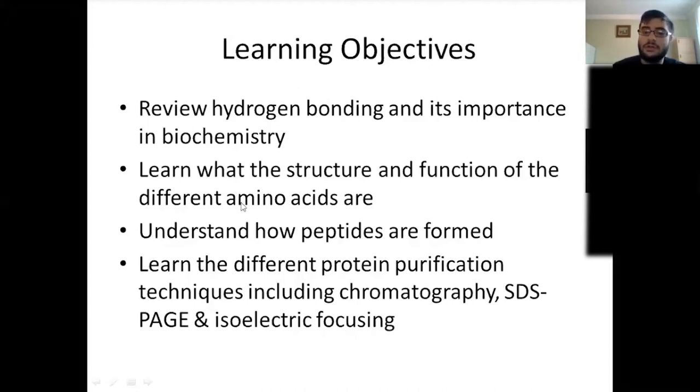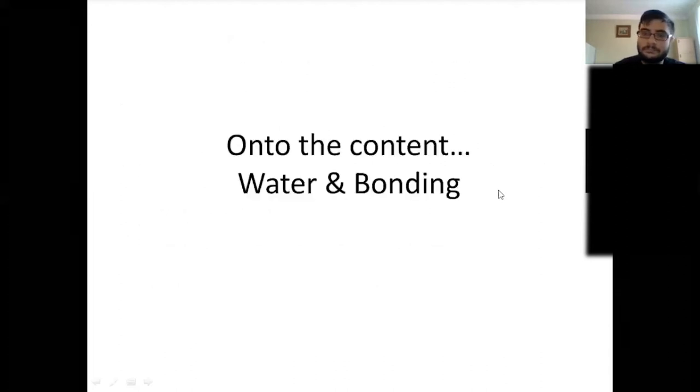Next, we'll be learning the different protein purification techniques, including chromatography and its different forms, SDS-PAGE, and isoelectric focusing, okay? So let's move on to the content.